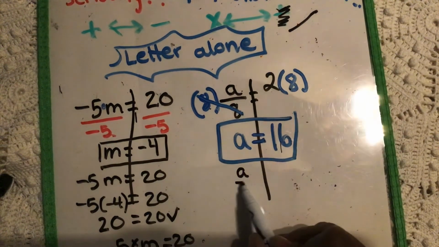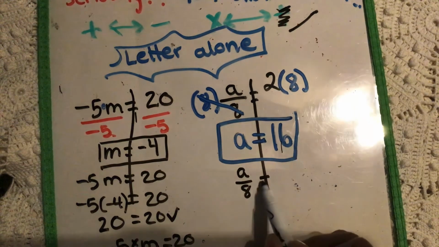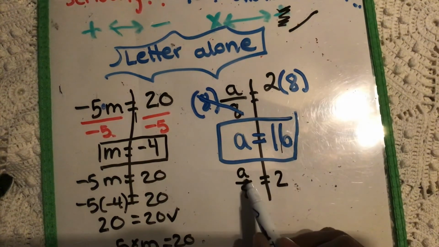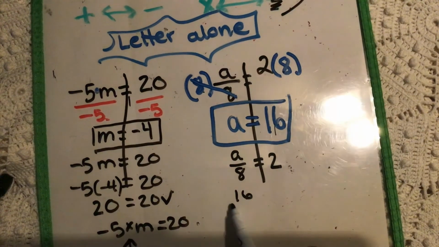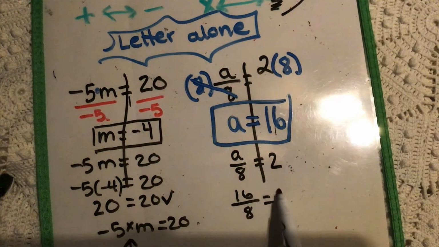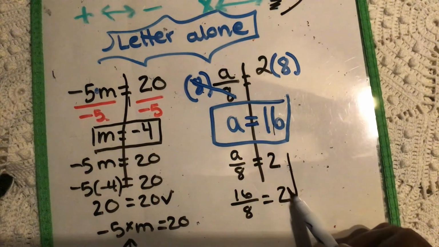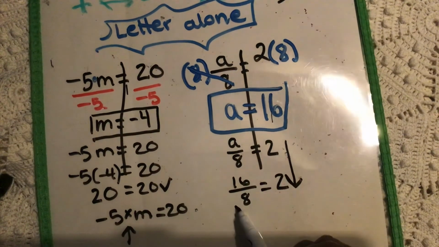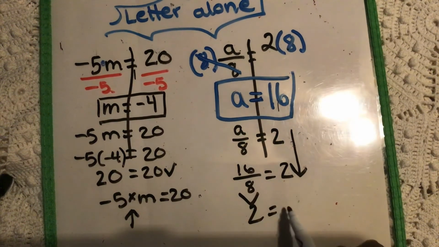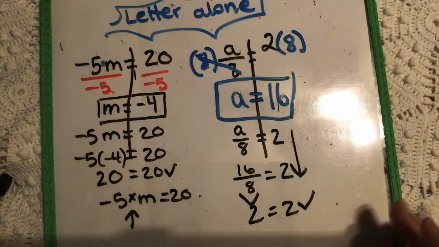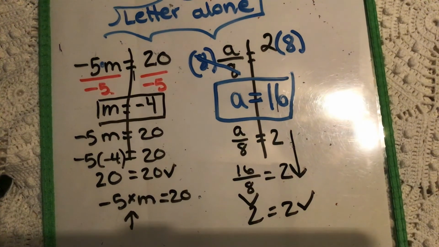I'm going to go ahead and check my work. I just found out A was 16, so I'm going to get rid of the A. I'm going to plug in a 16, and I'm hoping that this comes out to be a 2. This side I'm just dropping down. So I'm going to do the work. 16 divided by 8 is 2. Is that equal to the other side? Yes, we did that correctly.